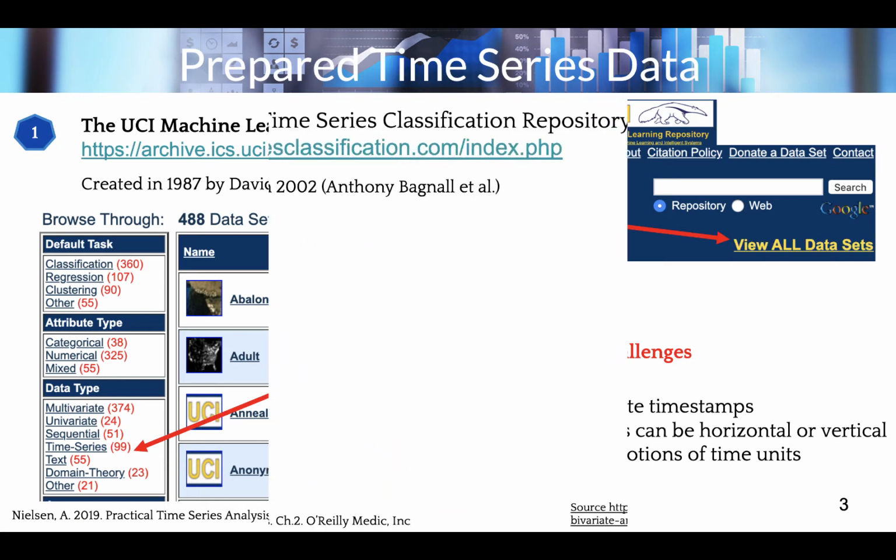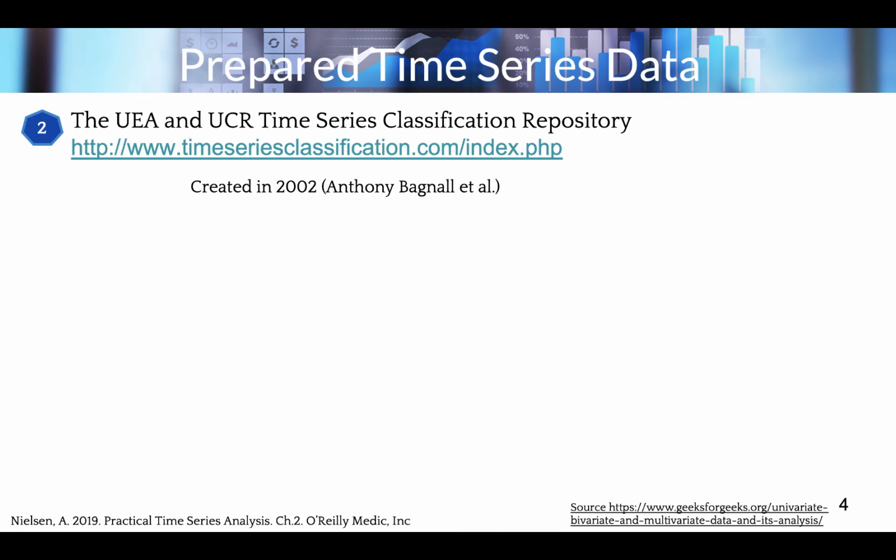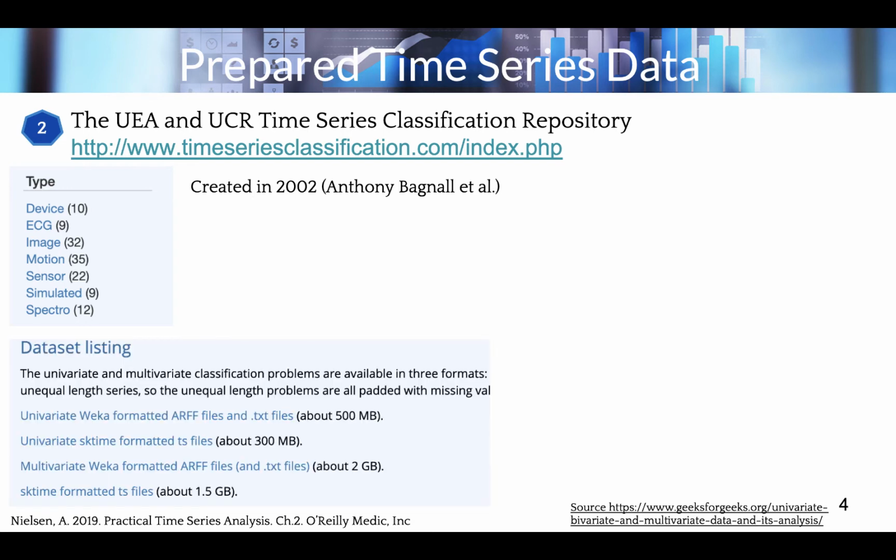just a year. The second repository is the UEA and UCR Time Series Classification Repository, and it provides time series data for research specific to classification tasks. It was created in 2002 by researchers from the University of East Anglia and the University of California, Riverside. And now it's about 130 datasets. They're all diverse in types and formats. You can find images, sensor data, simulated data.